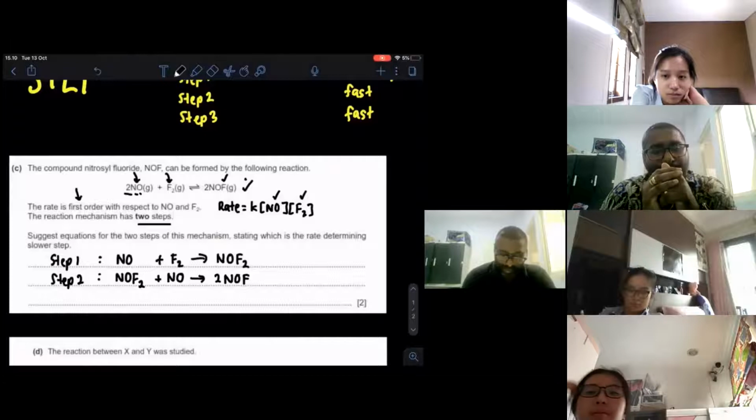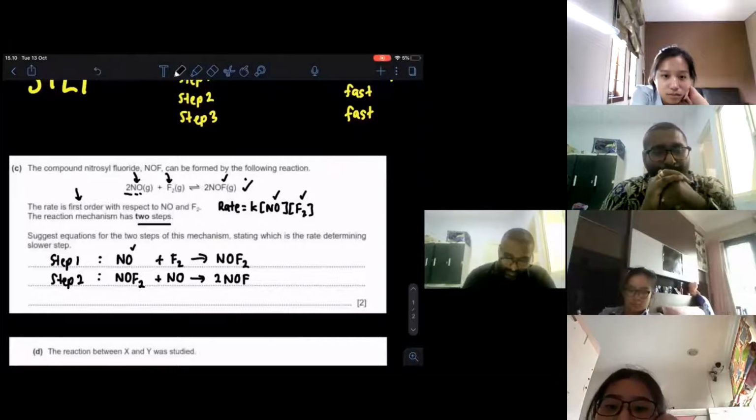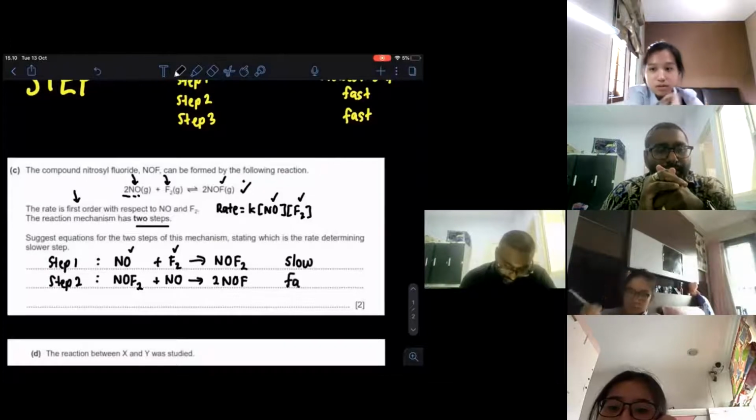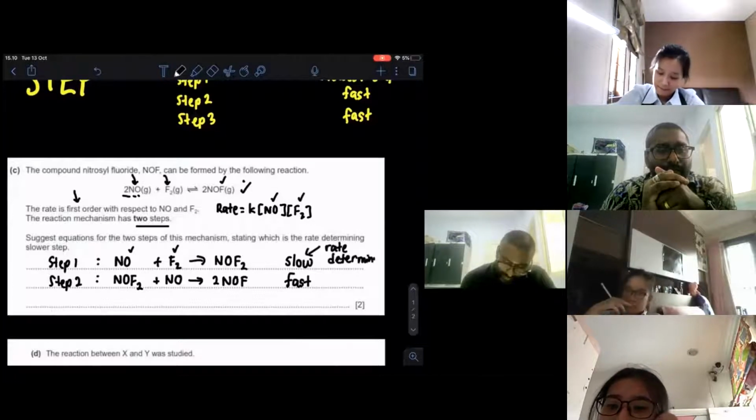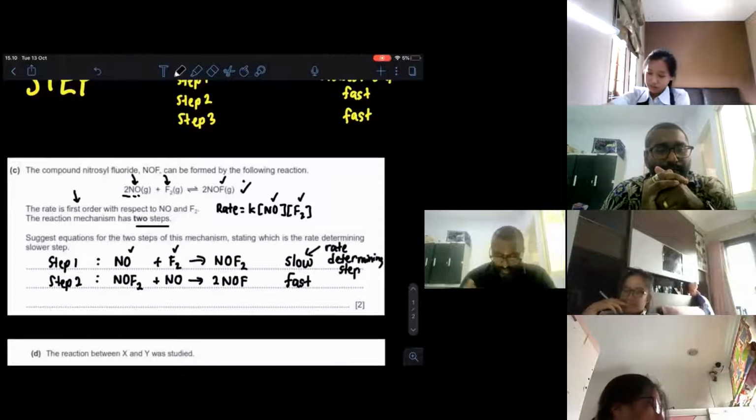But the important thing that I need to notice is this one: both of these are in the slow step. And this is going to be the fast step. And this is going to be your rate determining step. Okay, rate determining step. So are there other ways to actually write or do this?